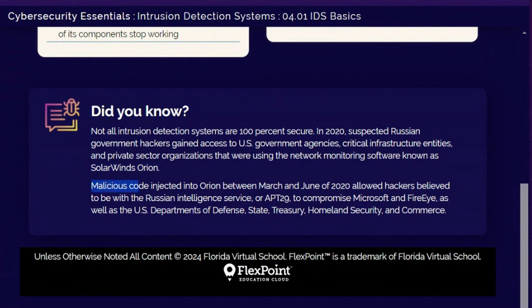Malicious code was injected into Orion between March and June, allowing hackers believed to be with the Russian intelligence service, or APT-29, to compromise Microsoft and FireEye, as well as the U.S. Department of Defense, State, Treasury, Homeland Security, and Commerce. So sometime between March and June. Always got to be on the lookout.